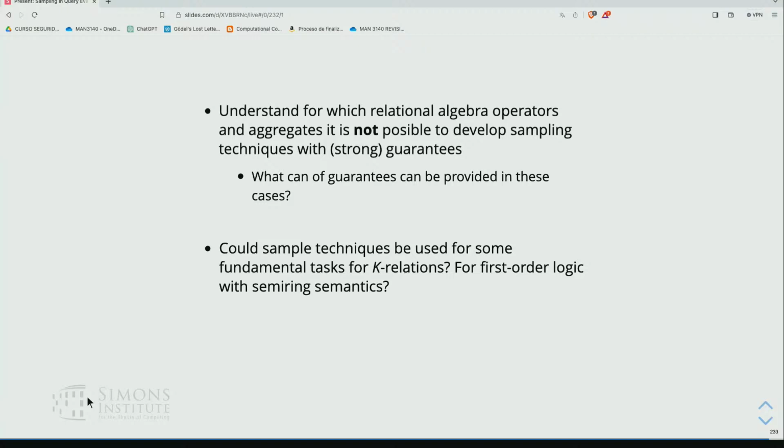And something that I thought could be very interesting, while listening to talks this week, is to try to understand whether these sampling techniques can be used for some fundamental tasks for K-relations, when we have semi-rings. They may have been used already, it's just that I don't know about that. Or, for example, for first-order logic with semi-ring semantics, something I learned this week from the work of Grädel. It could be very interesting to see what you can do with these techniques.